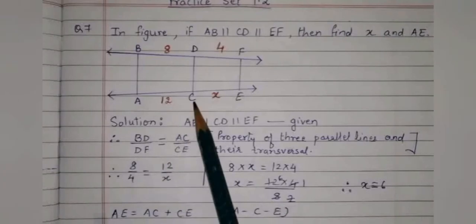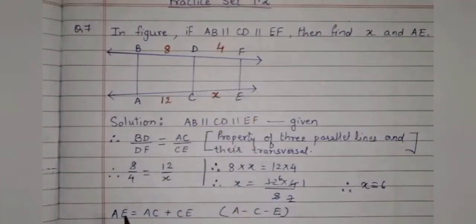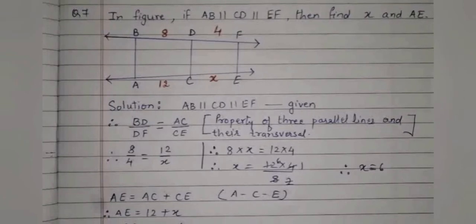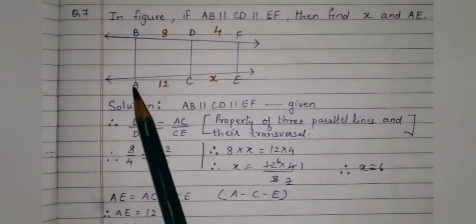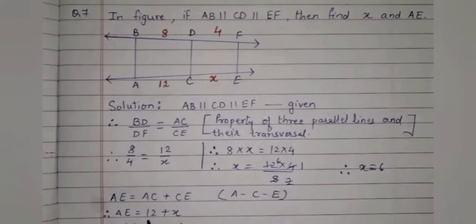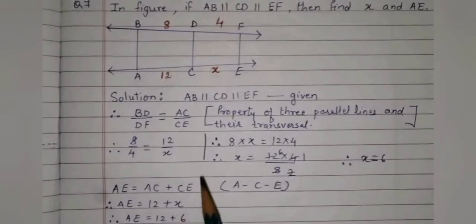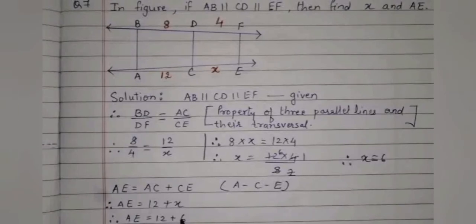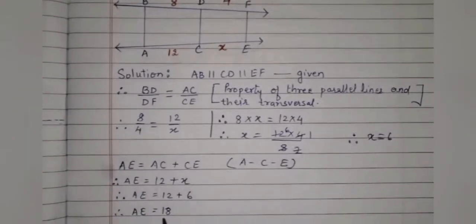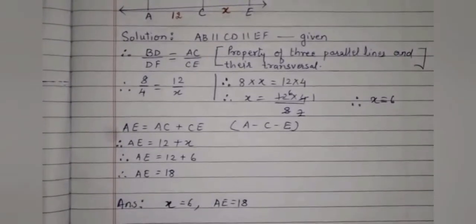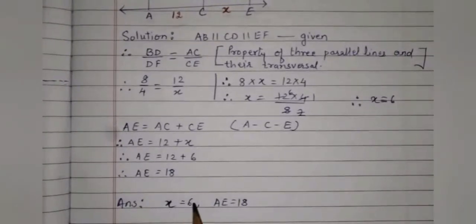AE is AC plus CE. So we can write it here, and the reason is A, C, E are collinear points. Substituting the values, AC is given 12, so AC 12 plus X, CE is X. So AE is equal to 12 plus 6, so that is equal to 18. So the answer we got is X equals 6 and AE is equal to 18.